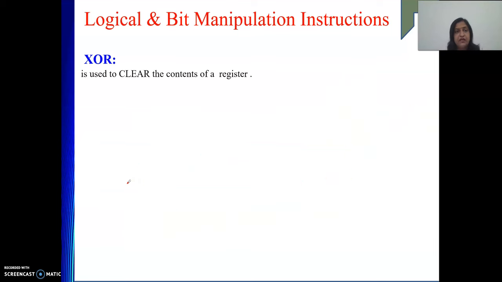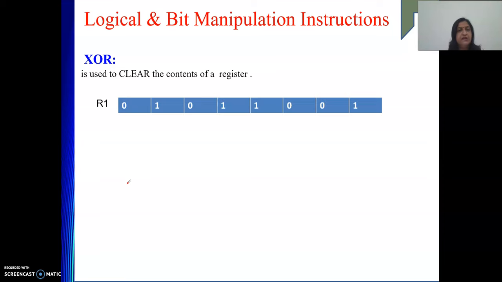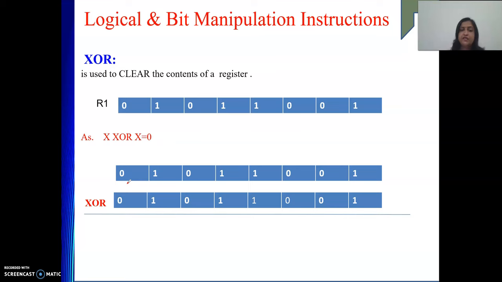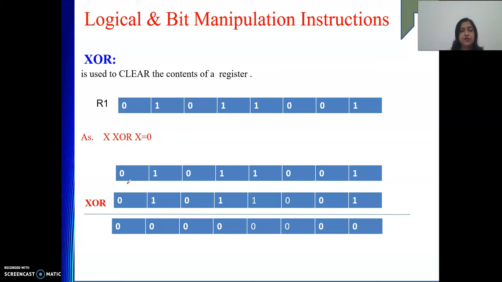So see, it is used to clear the contents of a register. R1 is like this. I want to make it 0. Then X JOR X, and see why it is like this. Something JOR with something will be 0, because that something is there on both sides. Both are the same. So if similar things are JORed, the result will be 0. So R1, again with R1 I will do JOR. The result will be all the bits 0, 0. Now what to write as the instruction? JOR R1, comma R1. Done?